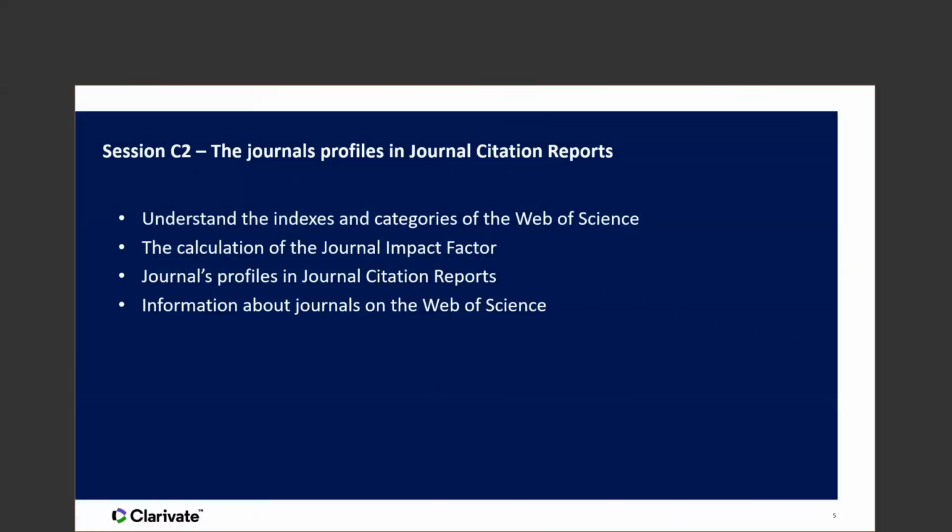First of all, we'll have a theory part, because before we dive into a journal's profile and the metrics, it's important that we understand those metrics and how they are calculated. What is a category? How are the impact factor and the percentile calculated? Everything is related. So this is what I'm going to explain in the first half, and then we will dive into the Journal Citation Reports.